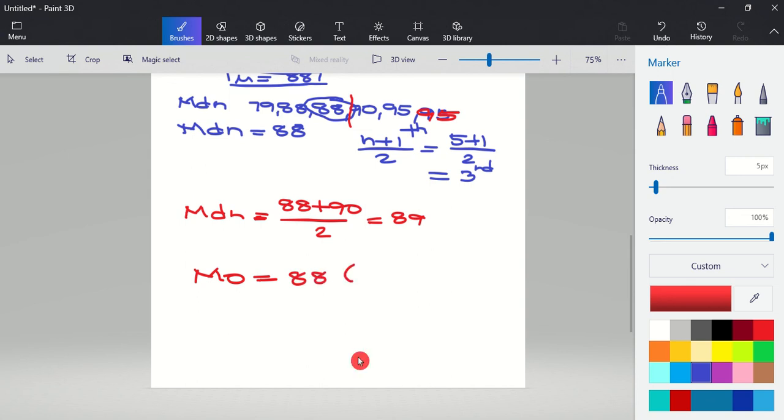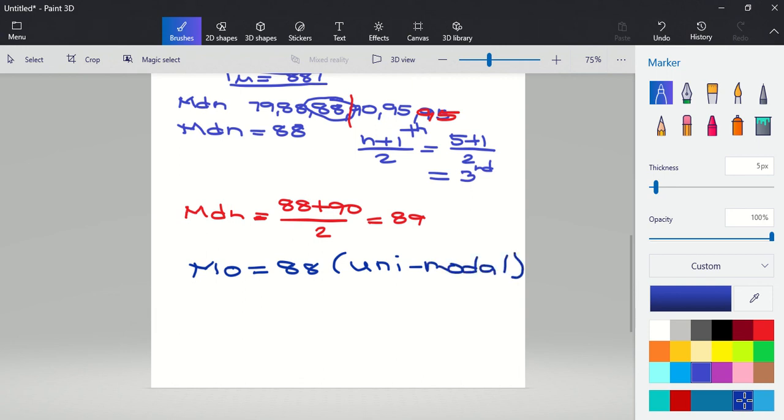Now we'll use blue this time because it's the first case. So our mode is 88. This is actually unimodal. But for the case that we have 95 as an additional score, it would be bimodal this time because we have two 88s and two 95s. So for that case, we have Mo1 equal to 88 and Mo2 equal to 95. So this is bimodal.